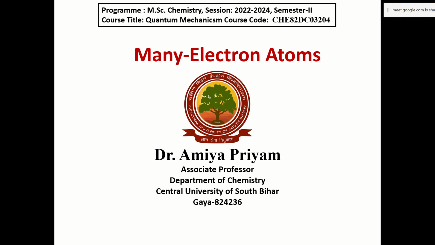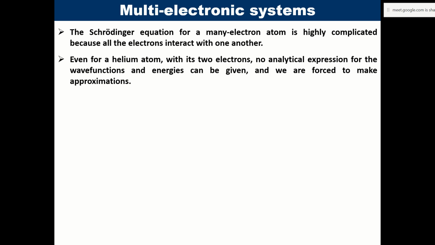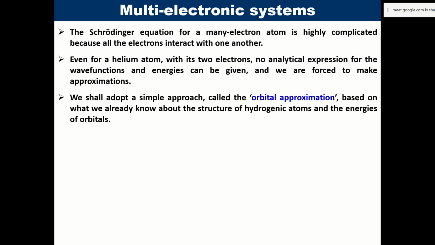Quantum mechanics. Anyway, we are going to talk about atoms which have more than one electron. Many electron atoms. We can also say multi-electronic systems. In the last class, I also told you that beyond hydrogen atoms, we do not have exact solutions. There is a method: you have to apply a technique of approximation. And one of the techniques that we are going to use for this particular purpose is orbital approximation, where we consider each of the electrons.